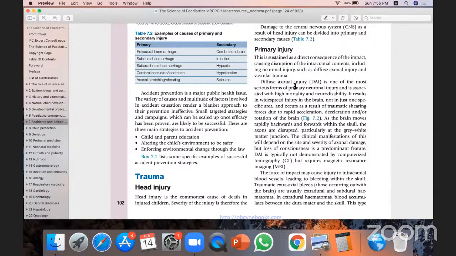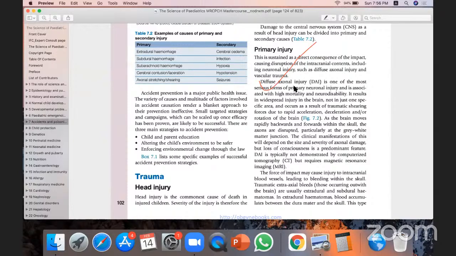For diffuse axonal injury, just read one time what it is. It is one of the most serious forms of primary neuronal injury, in which there is no such direct injury to the brain, but axons get damaged. So the patient may have rapid deterioration, and signs of axonal damage, like upper motor neuron signs, there will be signs of neuronal damage. So nothing from here.